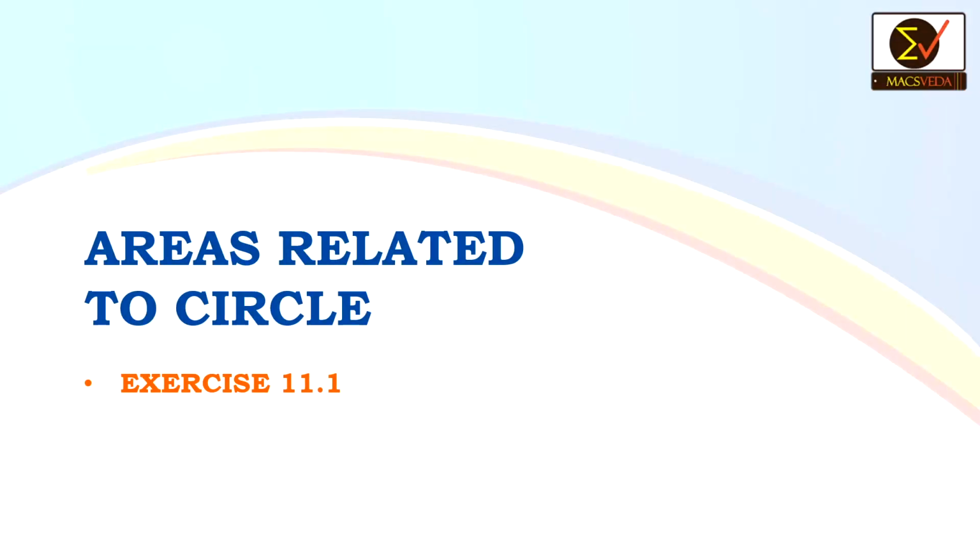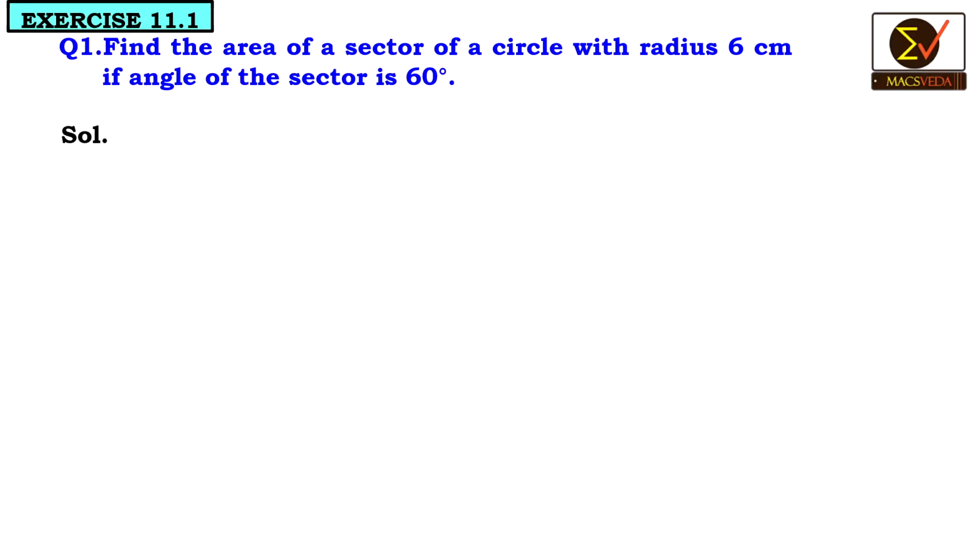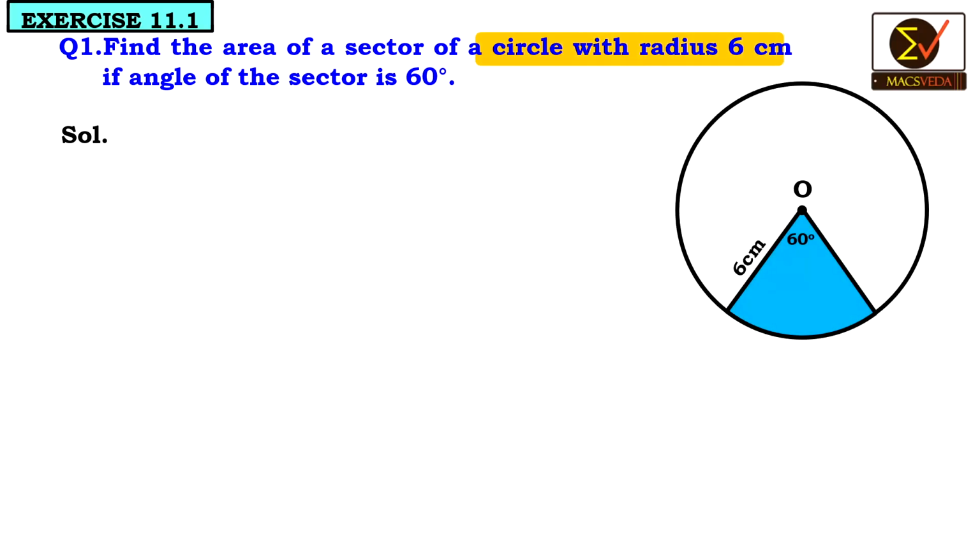Now under areas related to circle, let us take up exercise problems. Let us start with exercise 11.1. Question number 1. Find the area of a sector of a circle with radius 6 centimeters if angle of the sector is 60 degrees. So here the radius of the circle is 6 centimeters, so r is equal to 6 centimeters, and angle of the sector is 60 degrees, so theta is equal to 60 degrees.